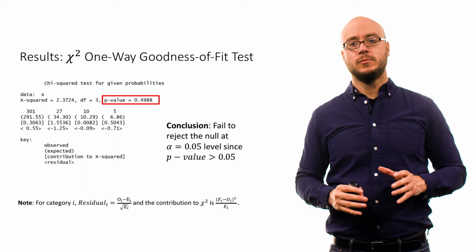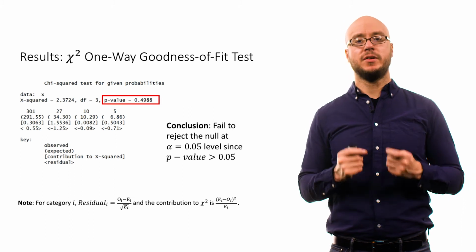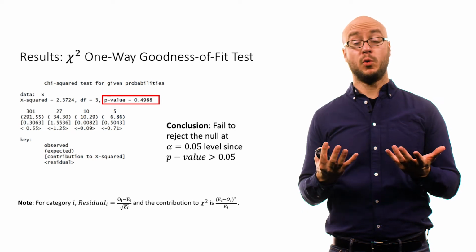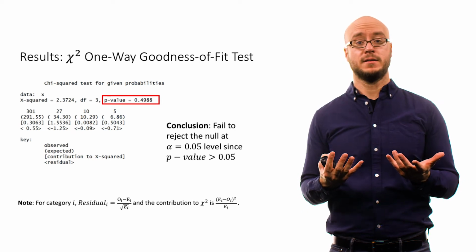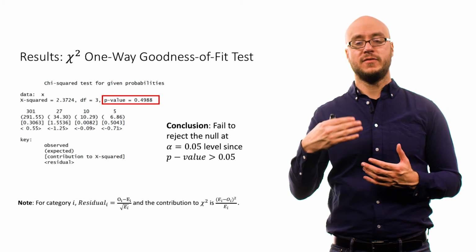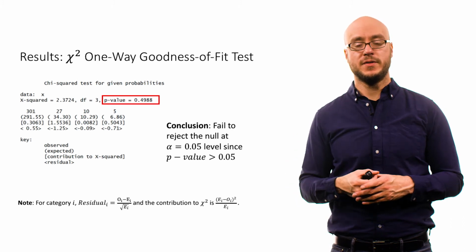Looking at the p-value, we can see that we failed to reject the null at the alpha of 0.05 level. That's because the p-value is 0.50 roughly. What this suggests is that our data are in fact consistent with the null hypothesis.